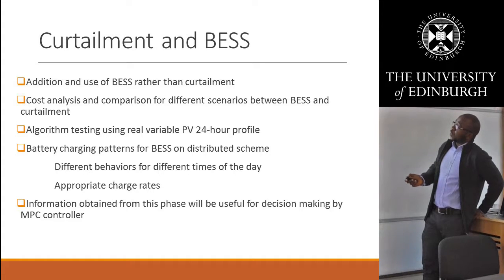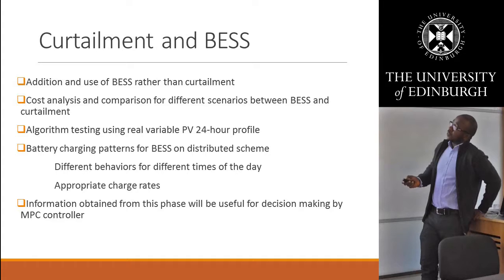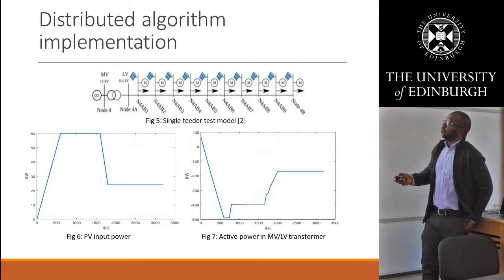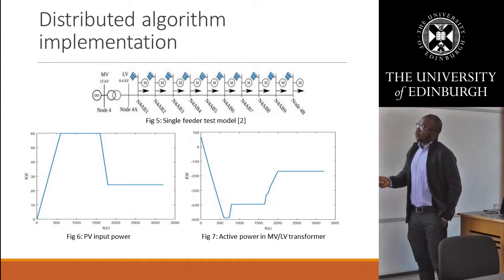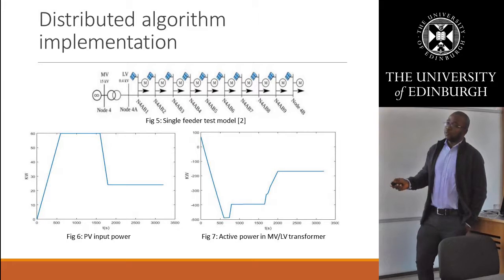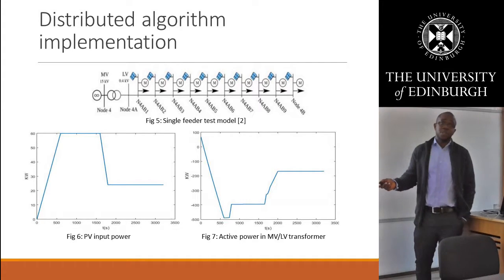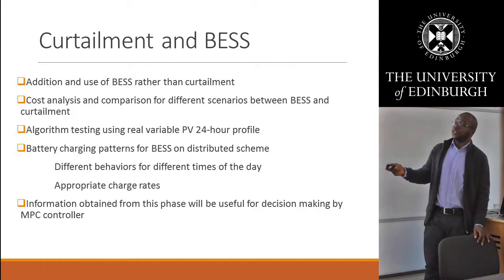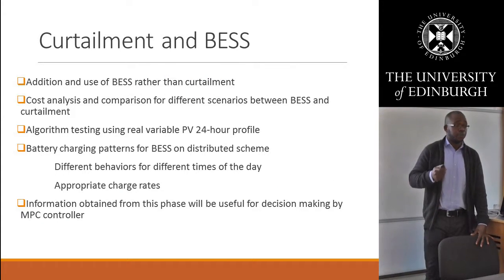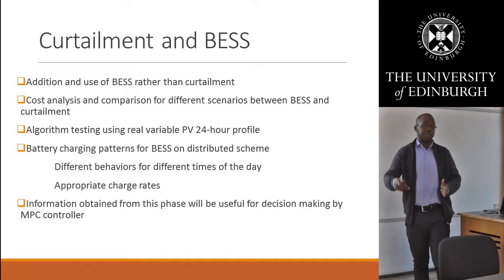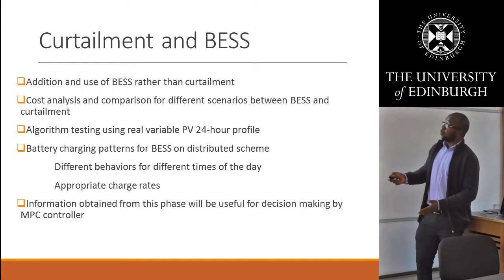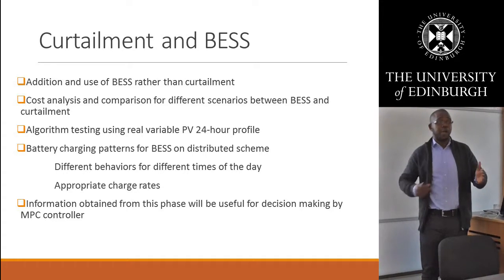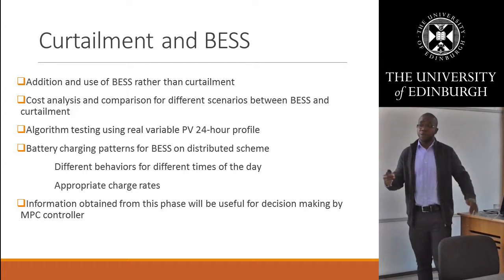So that's what I'm looking at currently. And then another thing that wasn't done here was, because the testing of this wasn't very realistic. This is just an assumption: okay, this could happen. But we're also trying right now to run this kind of system on a real distribution network feeder, and then we're going to be using the real PV profile, like real life PV data.